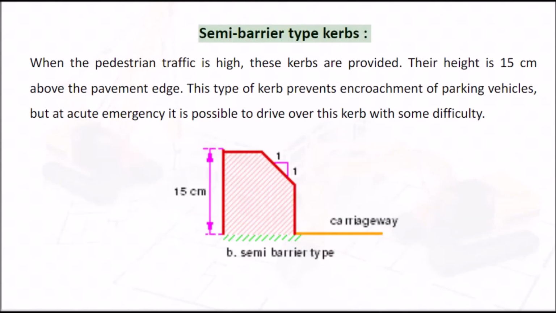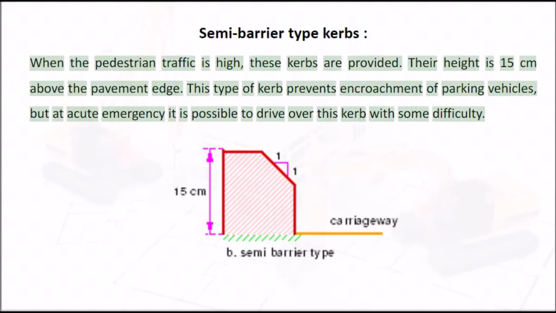Semi-barrier type curbs. When the pedestrian traffic is high, these curbs are provided. Their height is 15 cm above the pavement edge. This type of curb prevents encroachment of parking vehicles, but in acute emergency it is possible to drive over this curb with some difficulty.